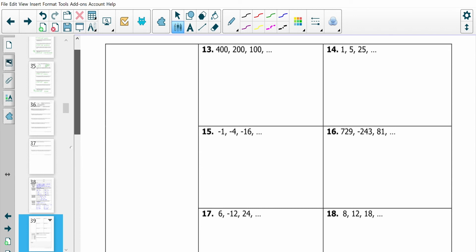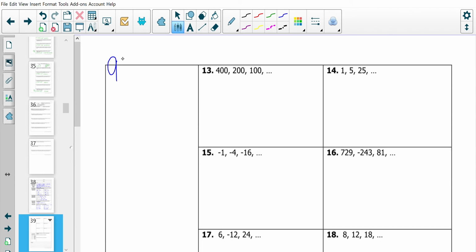Alright, so over here we're going to go ahead and write our equation again, so we know what we're plugging into. So A sub n equals a sub 1 times r to the power of n minus 1.